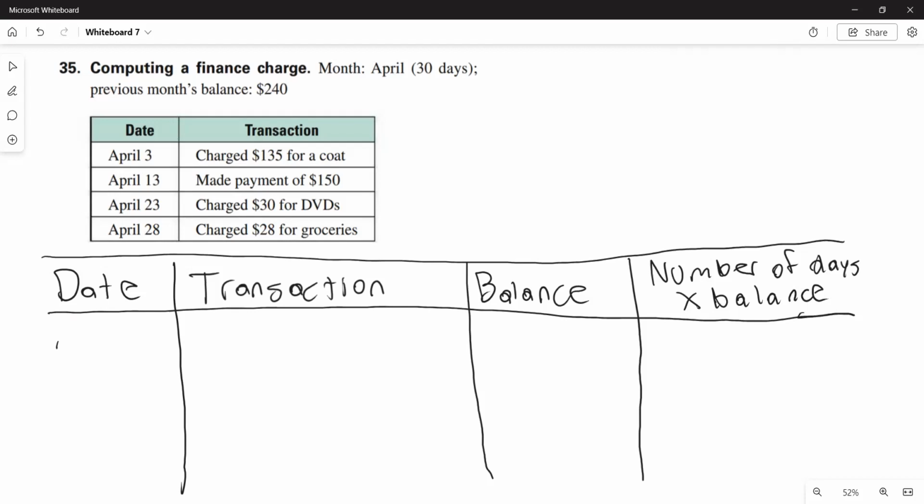Okay, so the month starts on the 1st. There were no transactions on the first day, so the balance was $240. The balance on the 1st was $240, and then from April 1st to April 3rd, there were 3 days. 3 days with $240 balance. That's $720. Actually, that was 2 days. Sorry, that was 2 days, April 1st and April 2nd, with a balance of $240.